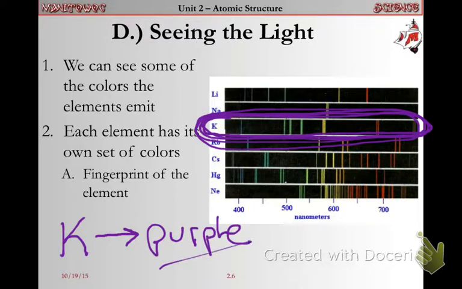And in fact, anytime you see purple fireworks, you got to give a check mark and a thank you to potassium because potassium is typically the element responsible for that color. All right, that's electrons and the electromagnetic spectrum.